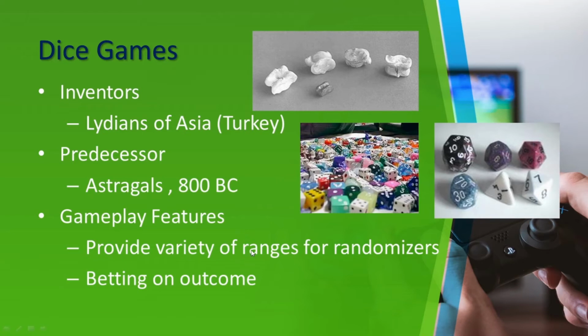They provide a variety of ranges for randomizers. Basically we toss these dice in order for us to have a random number. Let's say these dice will have multiple sides, and each side will correspond to a particular value, wherein when you toss them out, you will get a random value out of the sides that the dice have. So, betting on outcome.